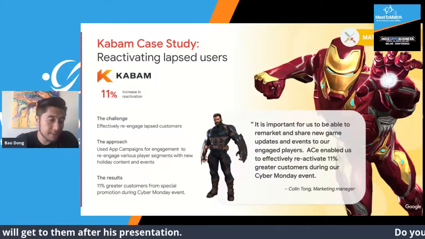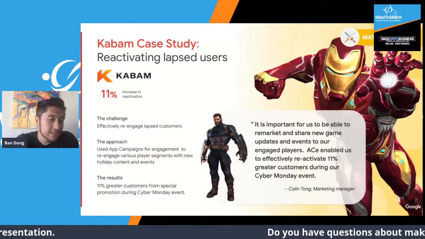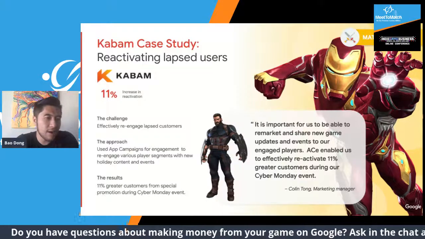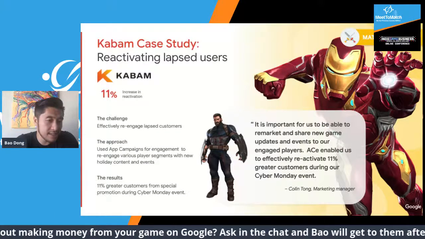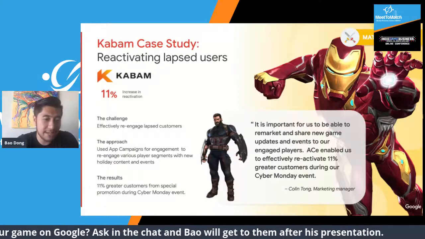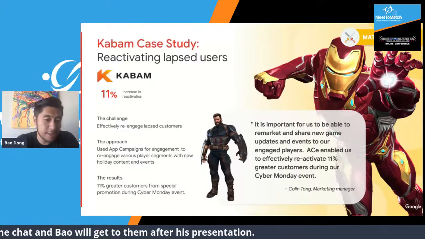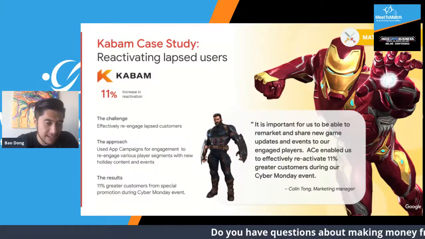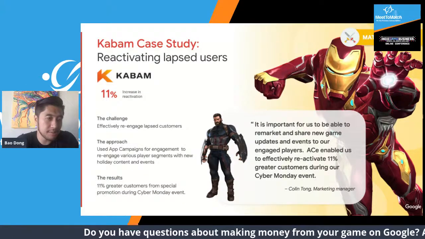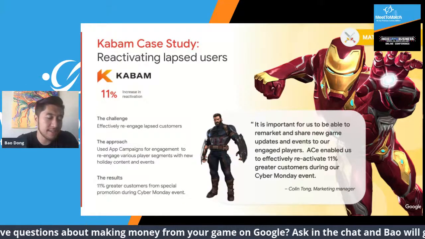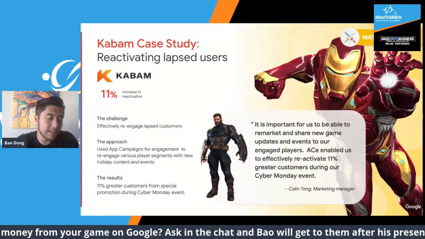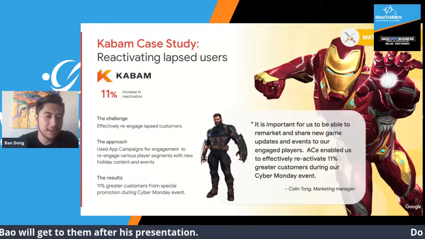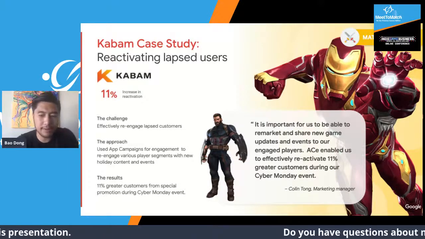So what they were able to do is use Google App Campaigns for engagement to look at specific and various player segments and make sure they got targeted messaging to show that with this holiday season, there were a lot of really great reasons to come back into the game. And as a result, they were able to reactivate 11% more customers during their Cyber Monday event than they usually did with these re-engagement, remarketing types of activities. Since they got more players back into the game, they also saw more growth for their game, even though it's been out for a mature time frame at this point.